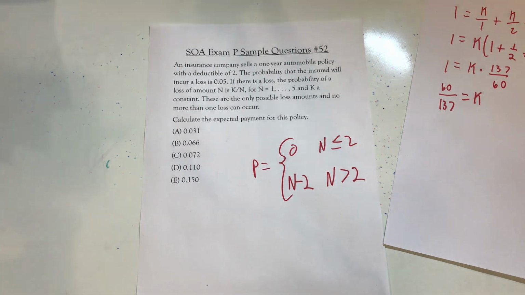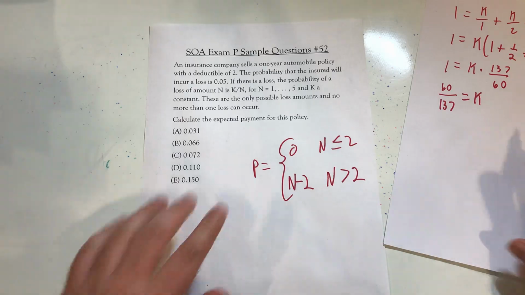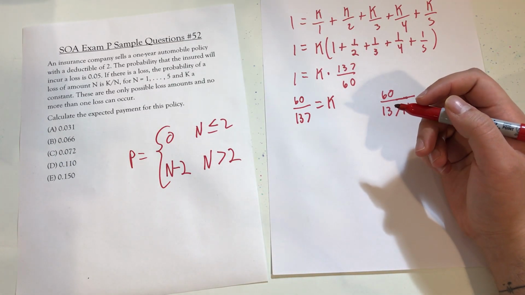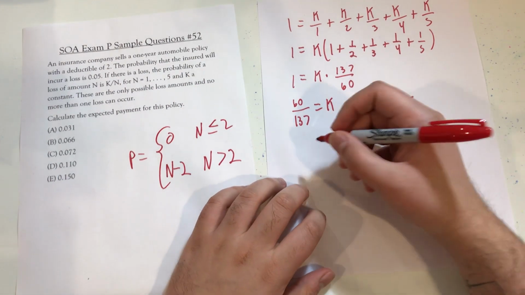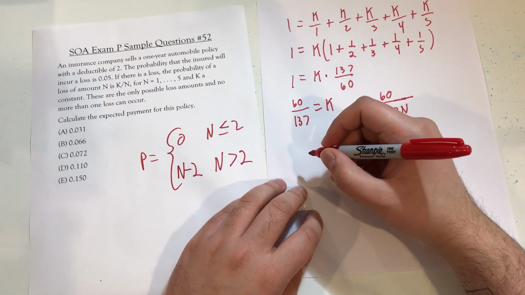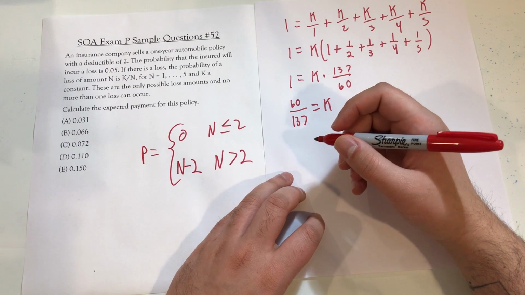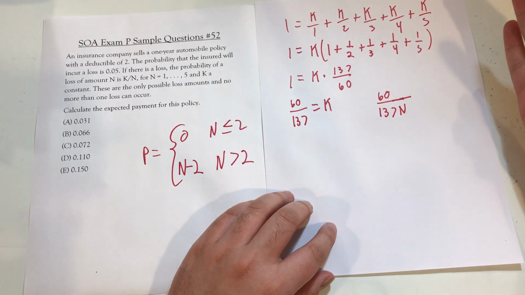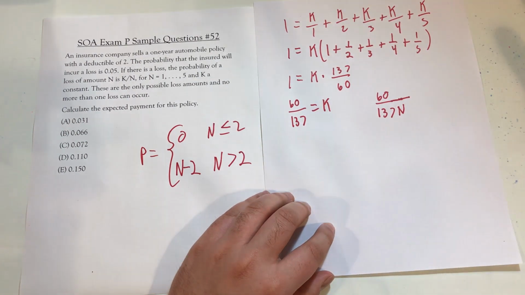Now we need to find out the expected payment of this policy. So that can be written as the following. The expected value of anything is just the probability of it happening multiplied by the payment, adding up all of the cases.